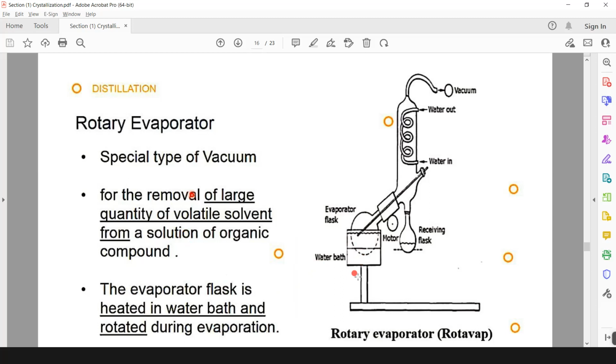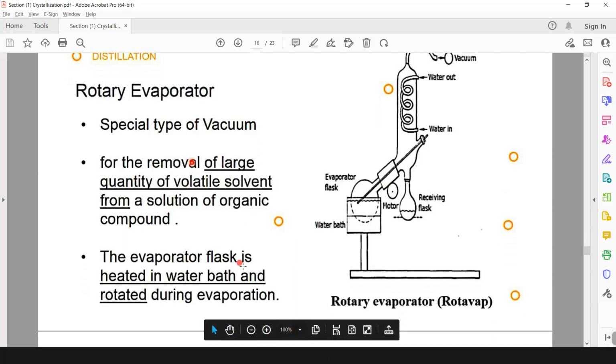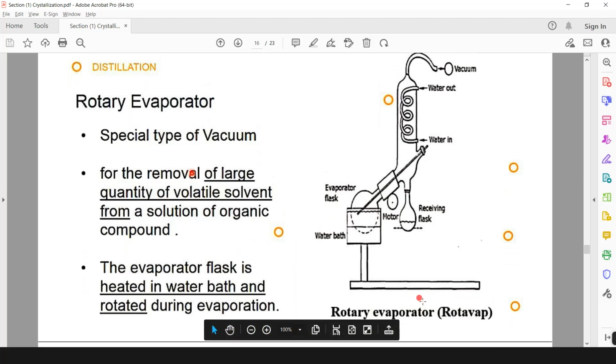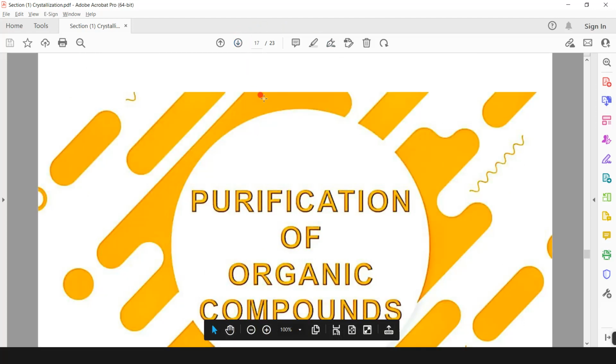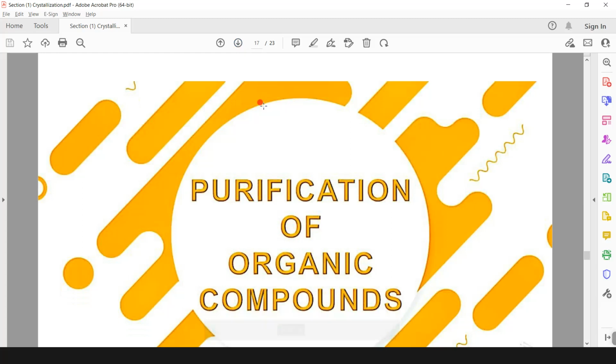What is its function? It is used for the rotation of the distilling flask to speed up the process or to decrease the time consumed when it's used for a large amount of volatile liquid or large amount of solvent. Okay, so this is the rotavap or the rotary evaporator. Like this, we finished the first half of our section.